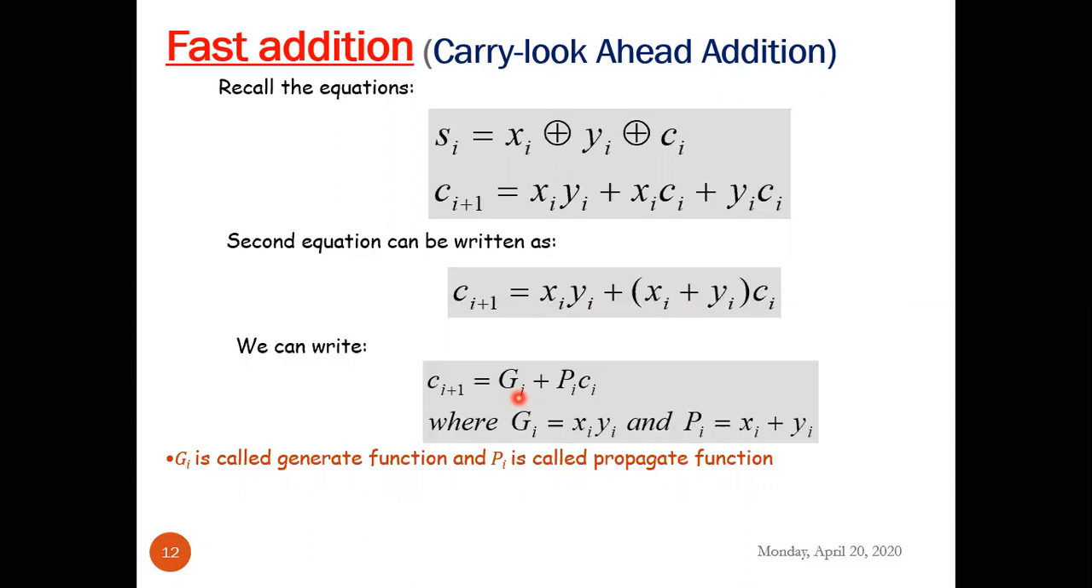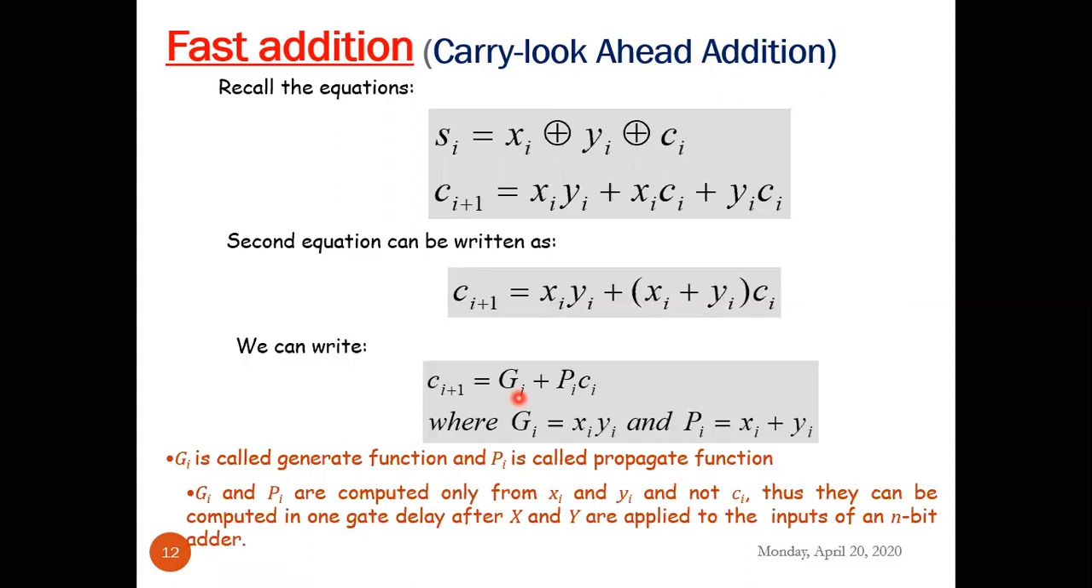Let us look more closely into it. Now if you can see here, gi and pi are computed only from xi and yi and not ci. A very important thing to note here. So you can see here gi and pi, the generate and propagate functions, are dependent only on xi and yi and not ci. Thus, they can be computed in only one gate delay after X and Y are applied to the inputs of an n-bit adder.